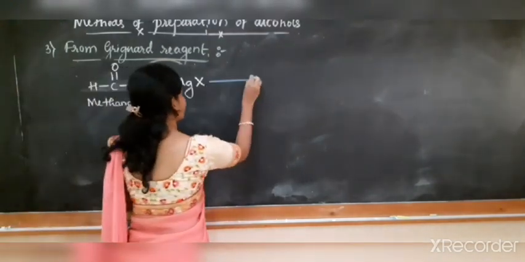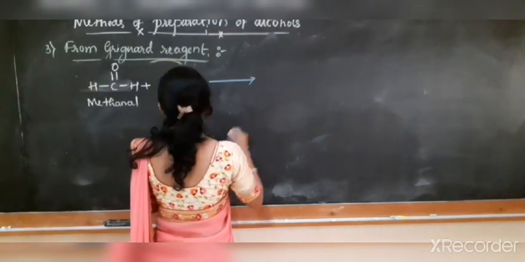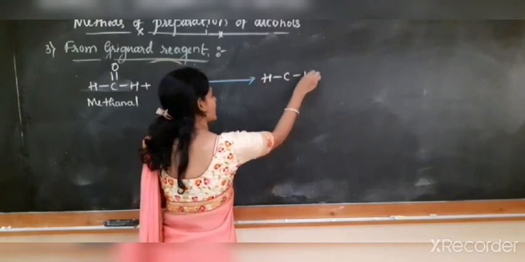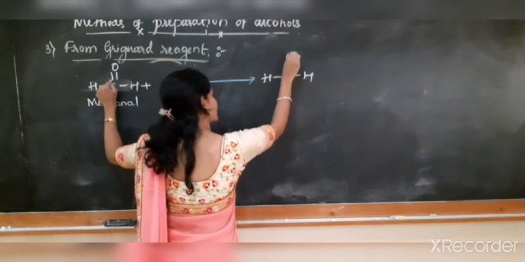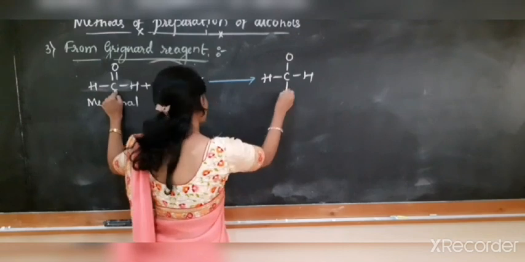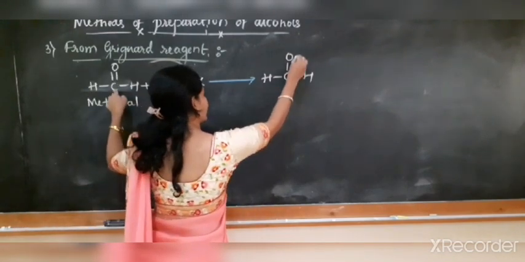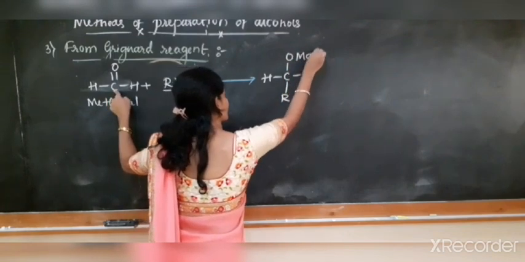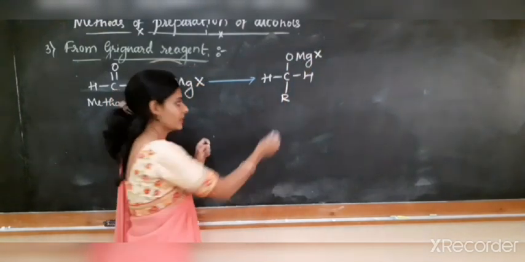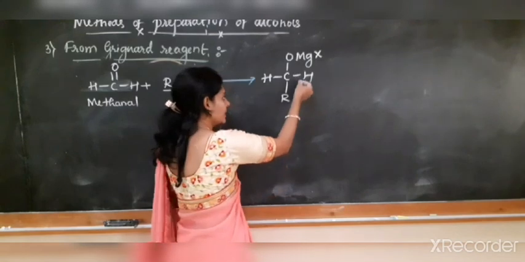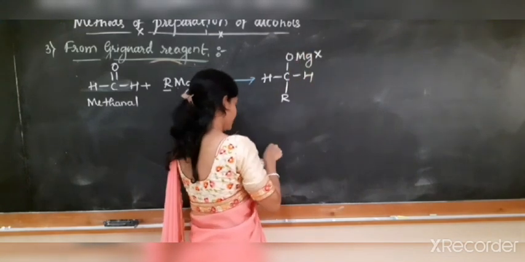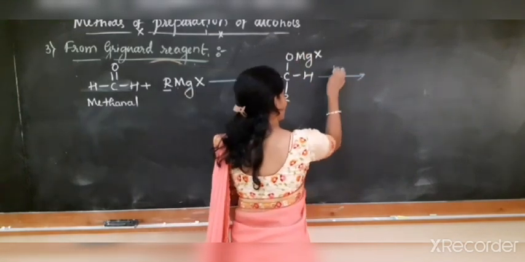So the product will be, in the first step, we are getting HCH. This is now a single bond and the carbon is now attacked by the alkyl group. So we write here R, and the remaining part goes and attacks the oxygen. So we write here MgX. Now this is our addition product. Now this is unstable, so we get the stable compound on hydrolysis.